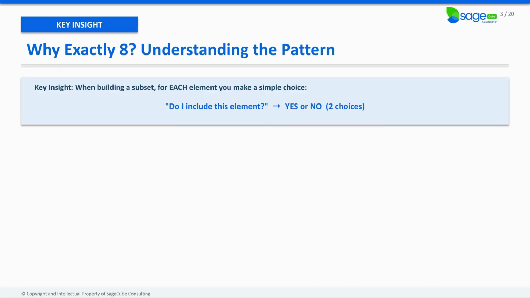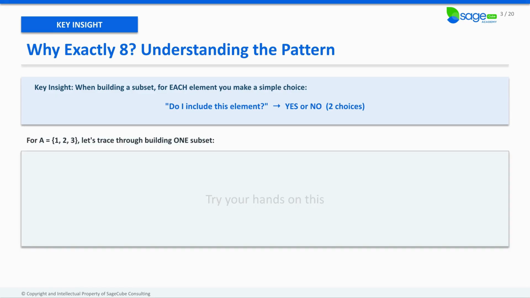Let's try and understand the pattern. So here's a key insight. When building a subset, for each element, you make one simple decision. Do I include this element? Yes or no. That's it. 2 choices per element. So you're going to try it yourself with A equals {1, 2, 3}. Trace through building one subset. Then we do it together.